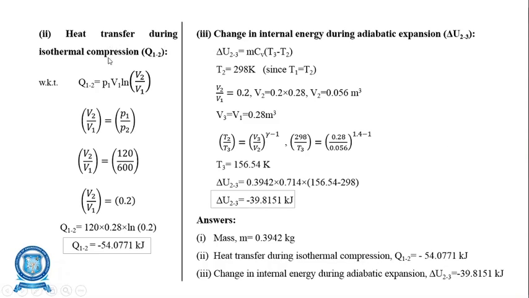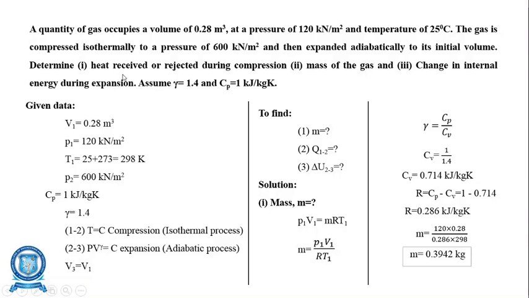After finding the value of mass, we are going to find the heat transfer during the isothermal compression, heat received or rejected during compression, that is Q1 to 2. We have to represent it diagrammatically. For the Q1 to 2 formula, because it is isothermal compression, let us go to the formula page.